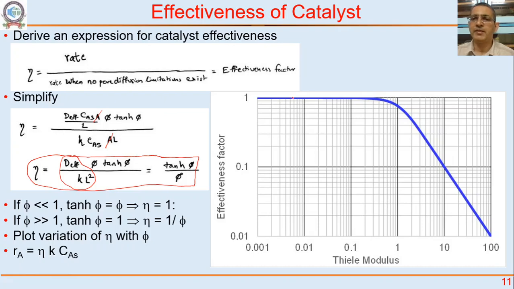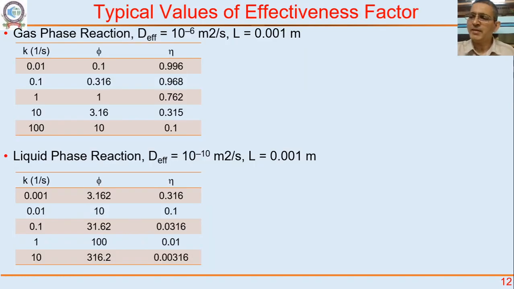Phi is far less than 1. I wanted to take some values. I will tell you some values and we'll calculate this Thiele modulus and then we'll talk about it a little bit more. Okay, imagine that there is a gas phase reaction. Effective diffusivity is like 10 raised to minus 6 meter square per second. This should be meter square. Okay, just let me make that correction.